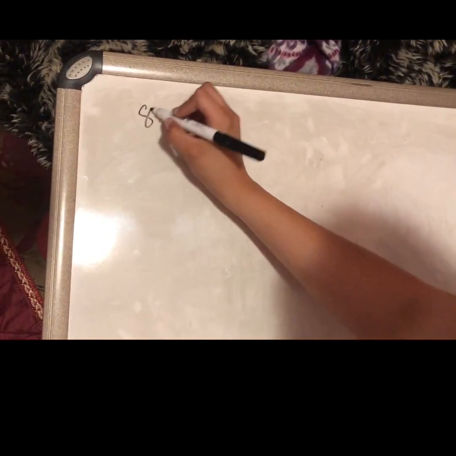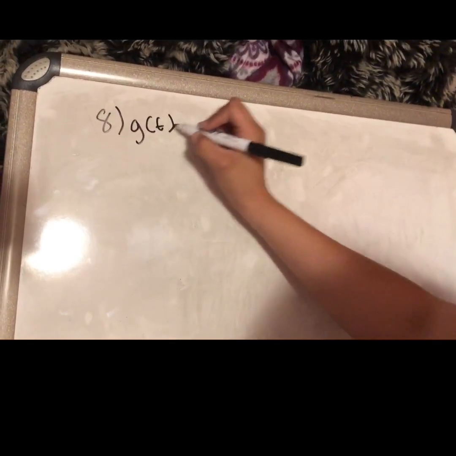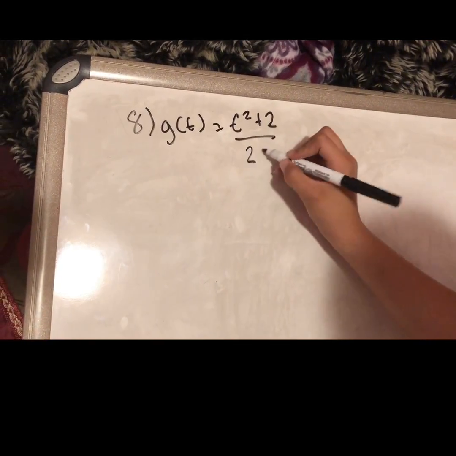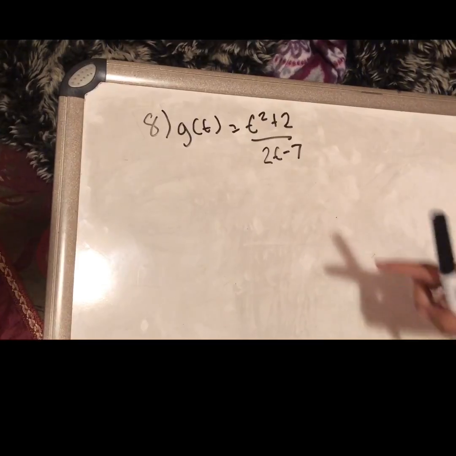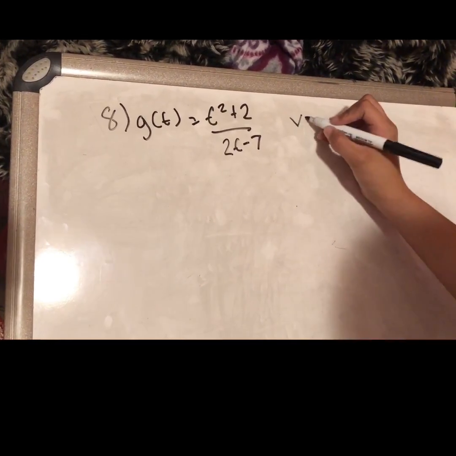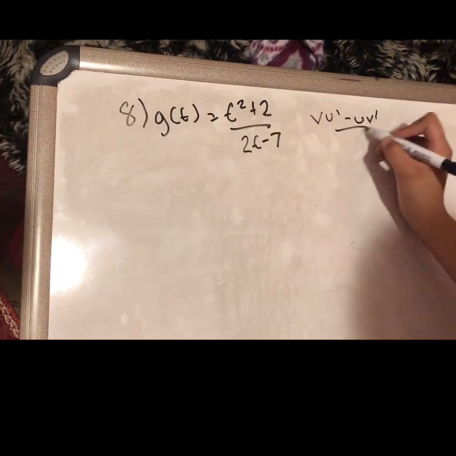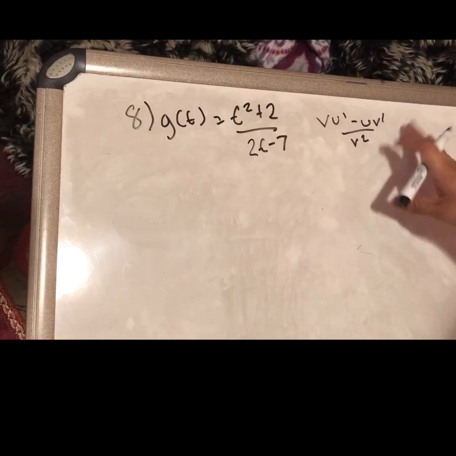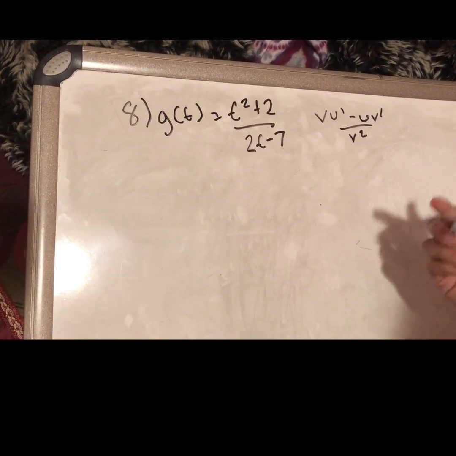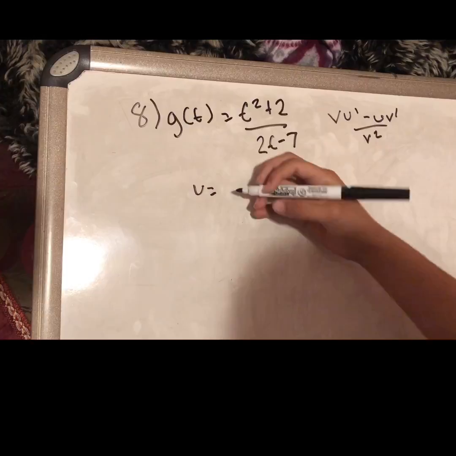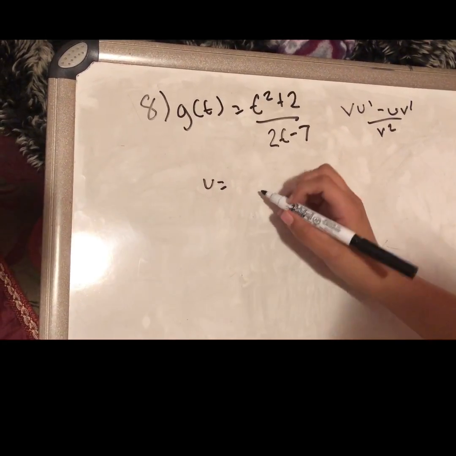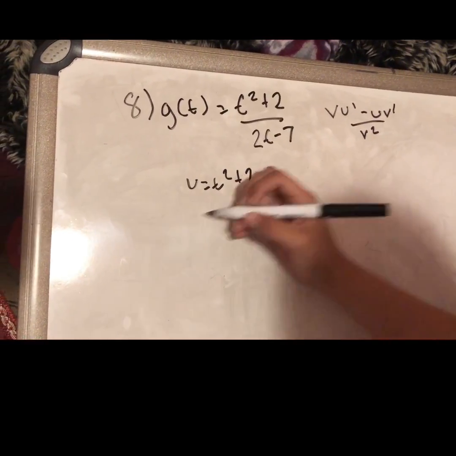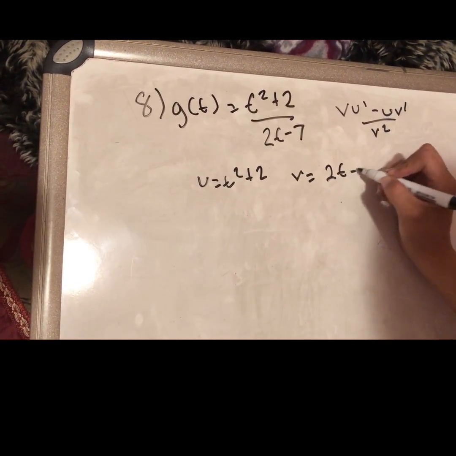Okay, so now we're going to do number 8, which is g of t equals t squared plus 2 all over 2t minus 7. So again, we're going to use the quotient rule, v u prime minus u v prime over v squared. You have to get in the habit of saying the rule so you could memorize it, and you could easily put it into the formula. So we're going to use t squared plus 2 for u, and for v we're going to use 2t minus 7.